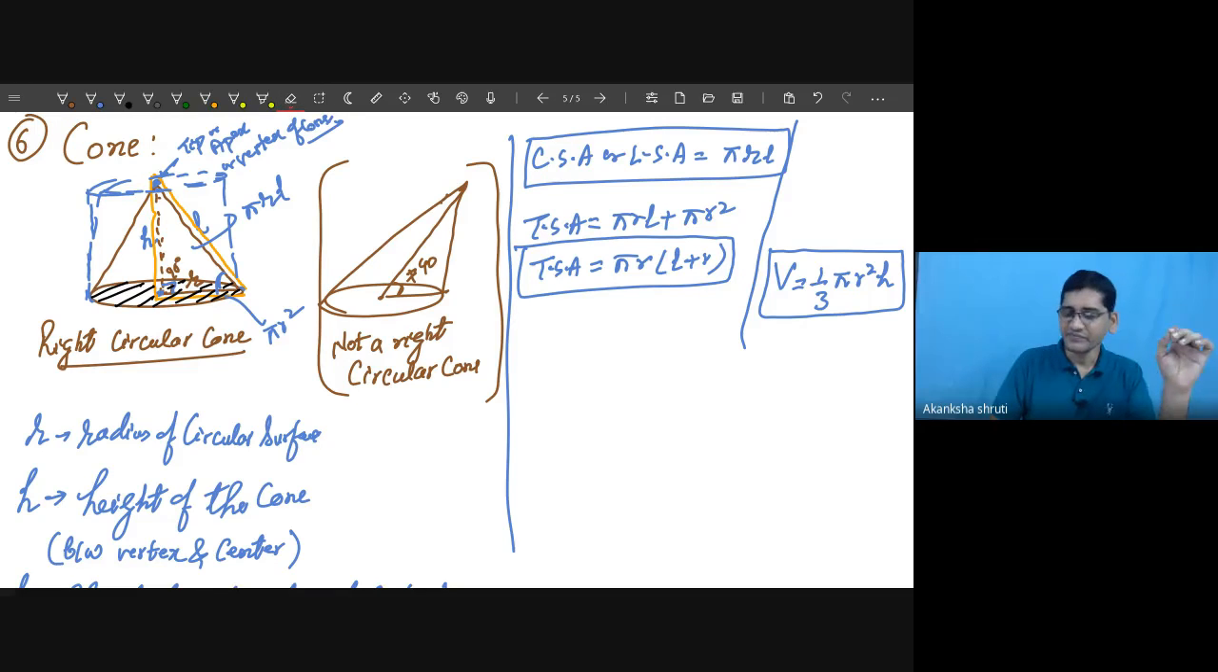the pi r square H. So it's so simple. This thing we have to keep in mind.